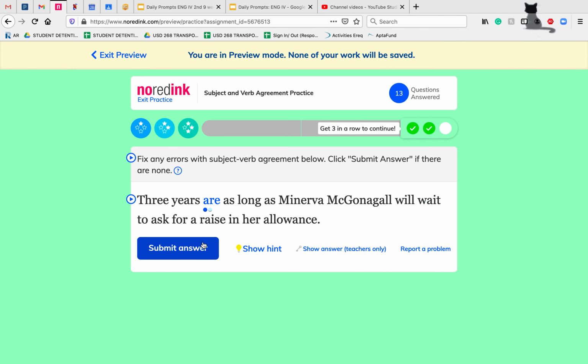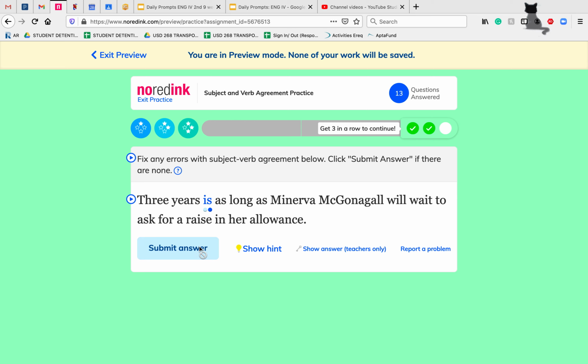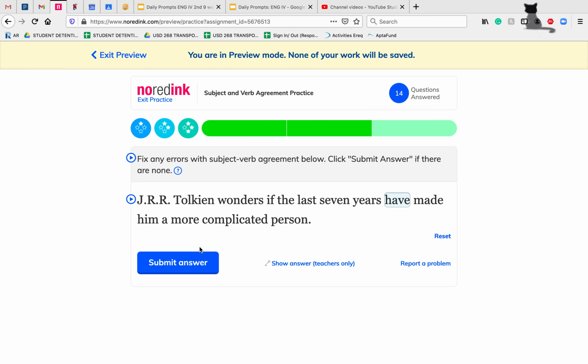And here's one like the one we missed a second ago. So 3 years, dealing with time. So we're going to treat that as singular, so we want is. So 3 years is as long as Minerva McGonagall will wait to ask for a raise in her allowance. Those ones really can be tricky.